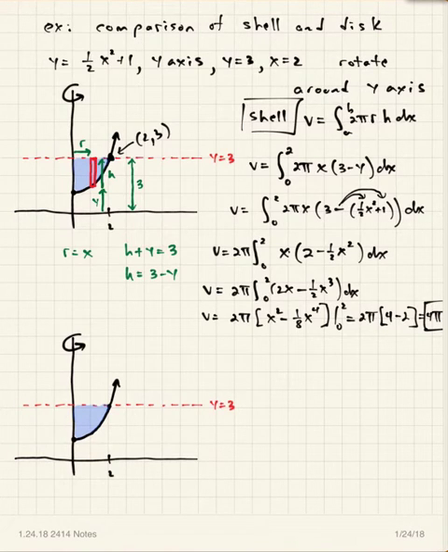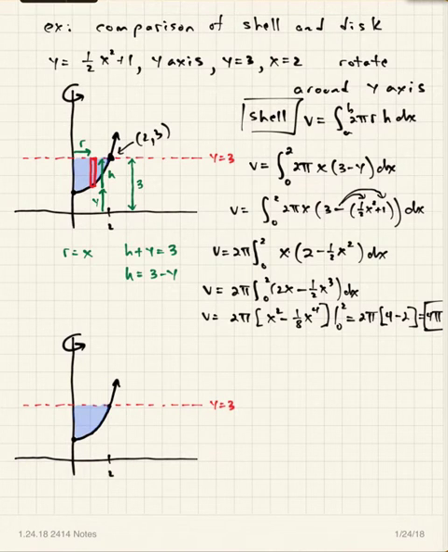Oh, quick question. How do you make a determination whether or not to use the shell or the disc? That is the $64 question right there, DeMarco. And there's no real solid answer to that question, to be honest with you.